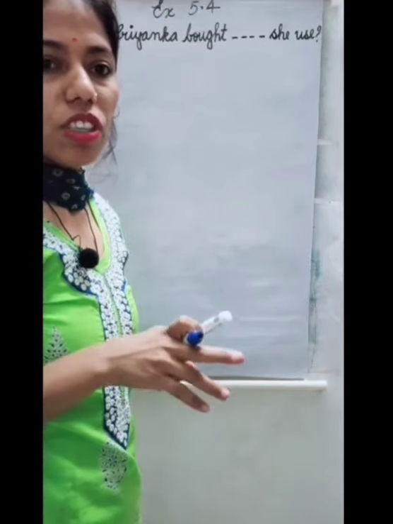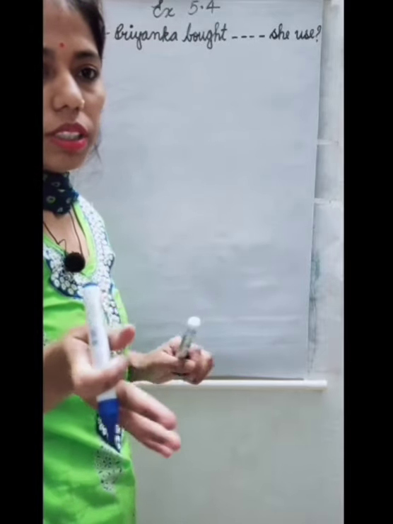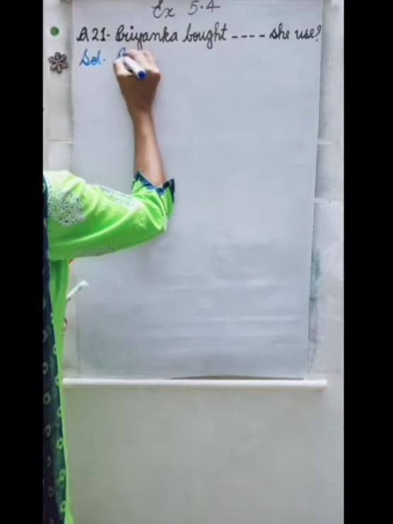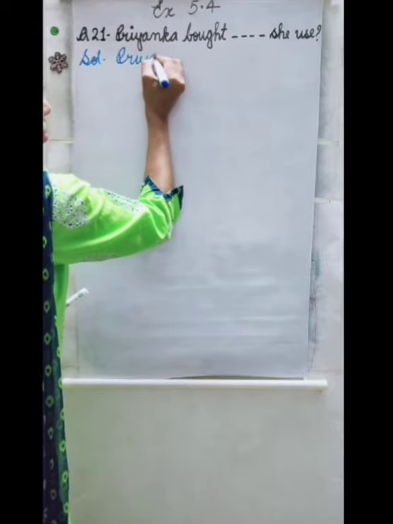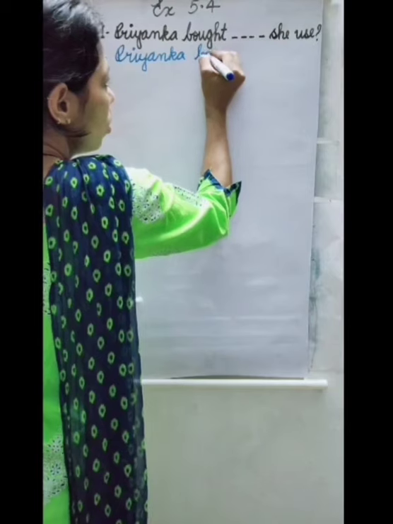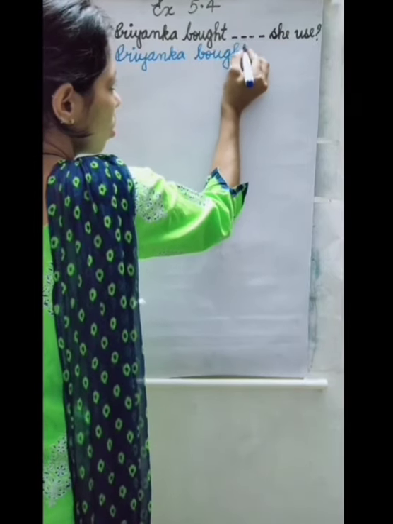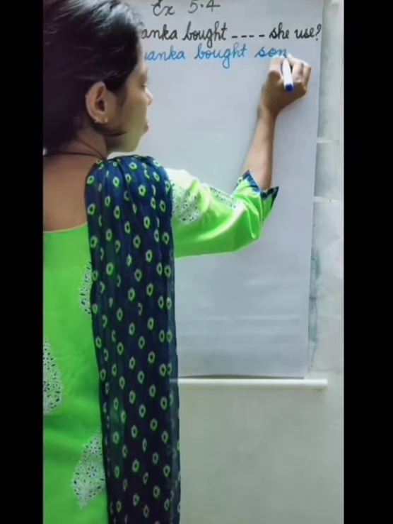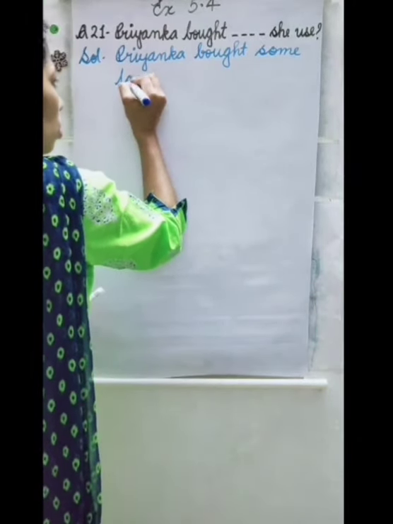So let's do the solution. The first information is Priyanka bought some tomatoes.